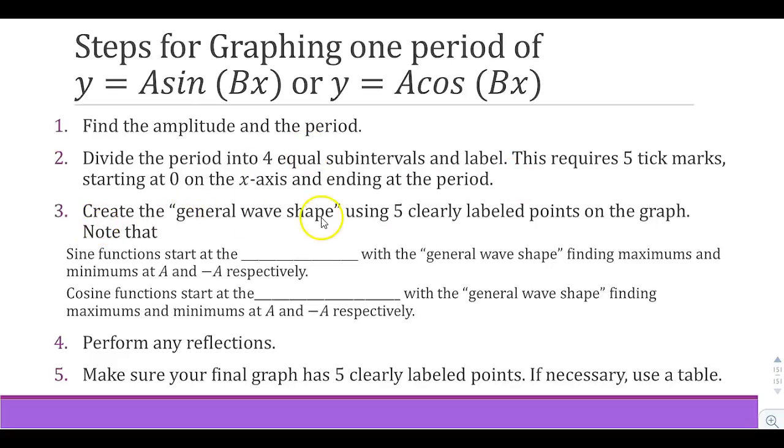Part 3, create the general wave shape using 5 clearly labeled points on the graph. Note that sine functions start at the origin with the general wave shape finding maximums and minimums at a and negative a respectively, but cosine functions start at the amplitude in general. They start at the amplitude with their general wave shape, again finding maximums and minimums at a and negative a respectively. We would then perform any reflections and make sure your graph has 5 clearly labeled points. If necessary, use a table like the one we created.